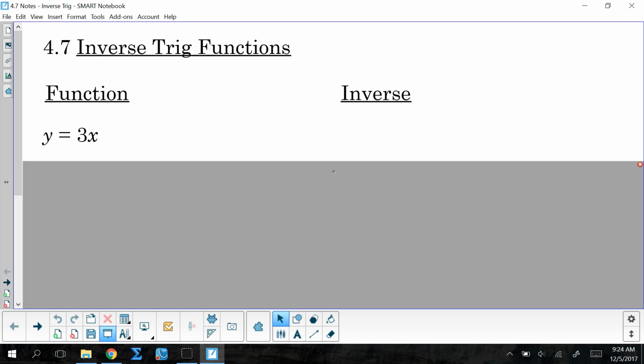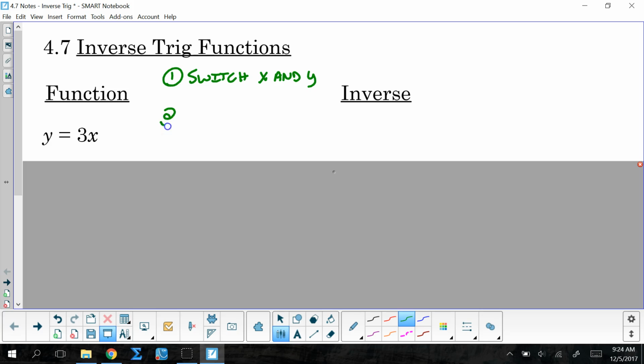I basically just flipped the x and the y around and then solved it for y. Okay, so step number one is you switch x and y. Step number two then is you solve for y.